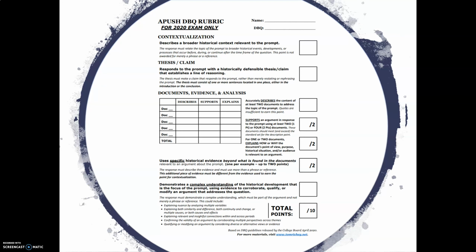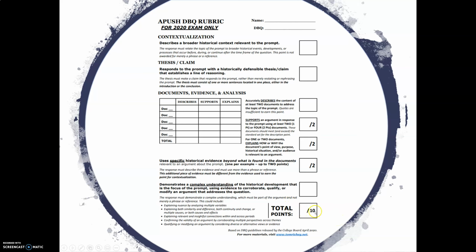So I keep talking about how this year is different. This is the rubric I posted to Google Classroom. This walks you through the actual document itself is what you need to do to earn your points. Again, you're looking for a total of 10. Now, normally it's out of 7. This one is out of 10.